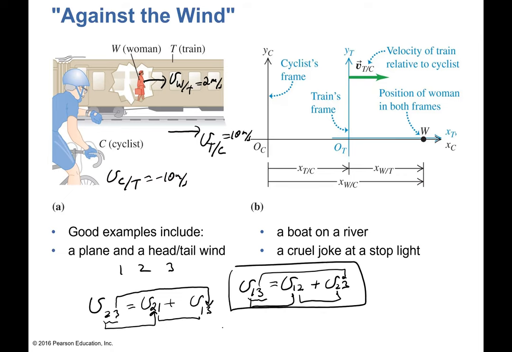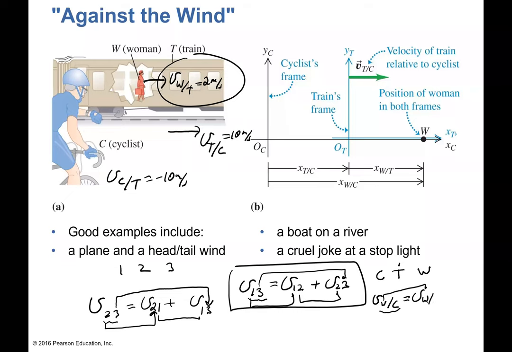So for example, let's solve for this. We have the cyclist, we have the train, and we have the woman. If I want to find the velocity of the woman relative to the cyclist, it will be equal to the velocity of, this goes here, the woman, relative to something that is not part of this combination, that's the train, right? So the velocity of the woman relative to the train plus the velocity of, then the cyclist goes to the last one, this moves here, the train relative to the cyclist, right? So that's how it works.